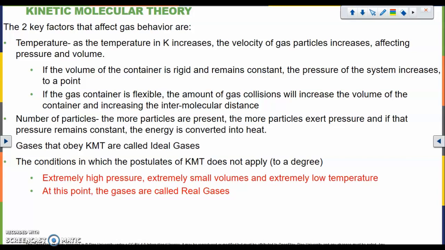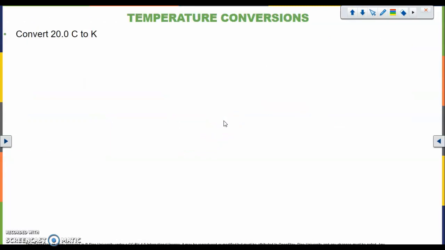Intermolecular forces occur. Okay, so those are a couple of exceptions, a couple of conditions in which they are no longer acting as ideal gases, and in this case, the rules of the kinetic molecular theory about inelastic collisions no longer apply. Okay, so that's that.